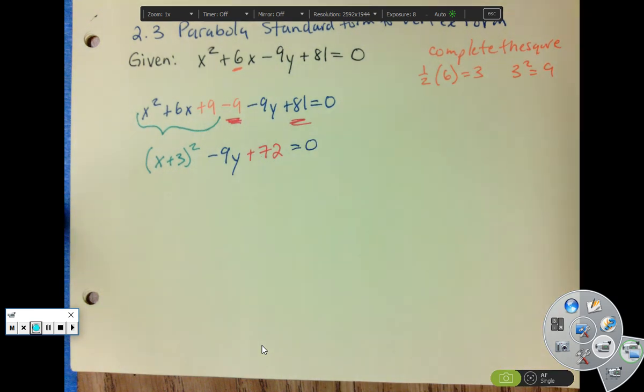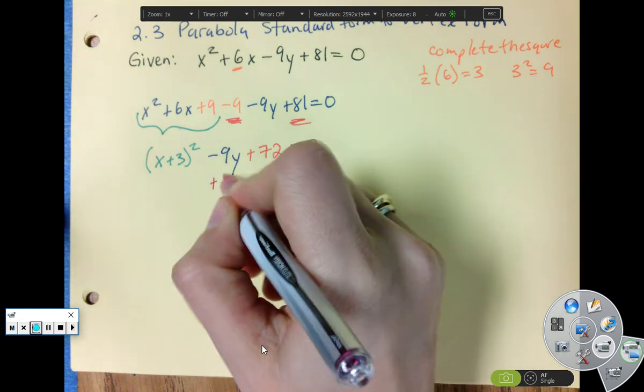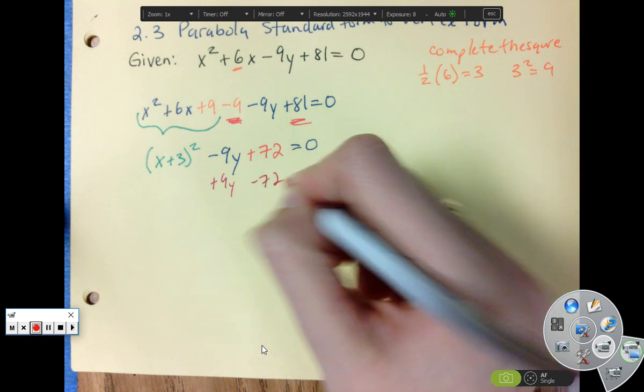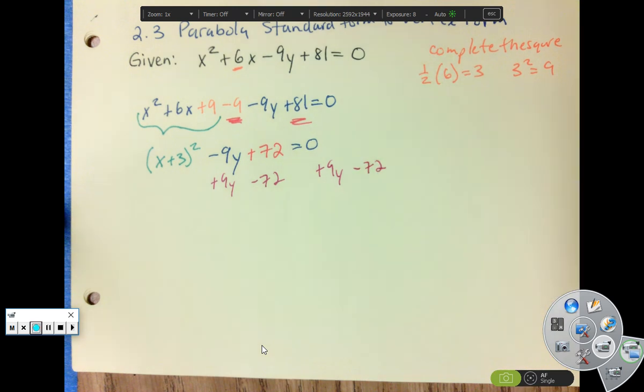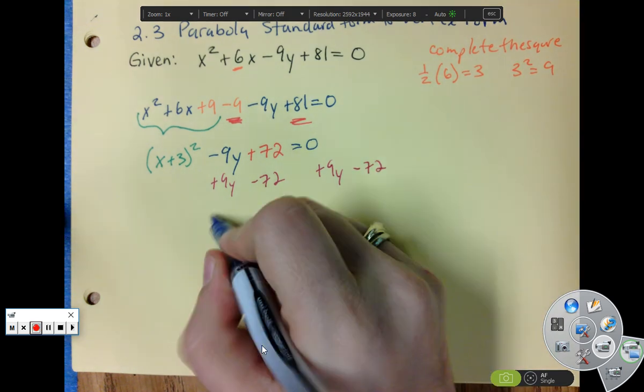So what can I do now? It's not specifically in the format we like, so let's move stuff around. First of all, what do I know? I like whatever is on the squared part, in this case the x variable, to be on its own side. So we're going to move stuff over. What will I move over? I'm going to move my 9y and my 72. If I do it on the left side, I've got to do it on the right side. And I would now be left with x plus 3 squared equals 9y minus 72.